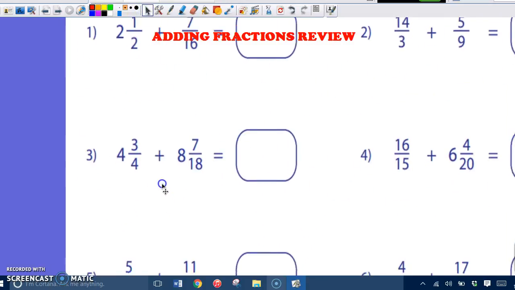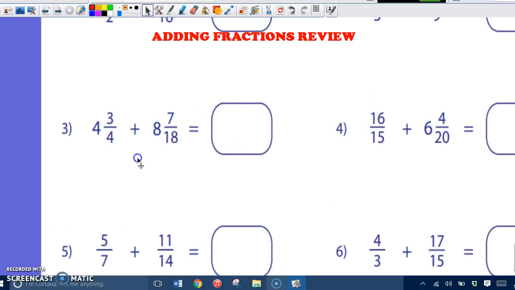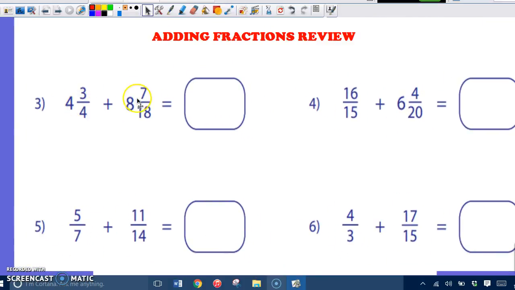And I think I will try one more. This one has 2 whole numbers. Each fraction has a whole number with it. Okay, but it doesn't matter. The process is the same. So I'm going to go ahead and do it so that you are not afraid of it. 4 3/4 plus 8 and 7/18.